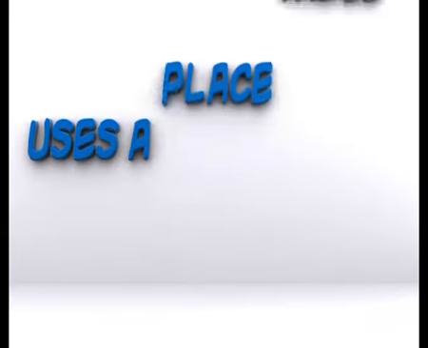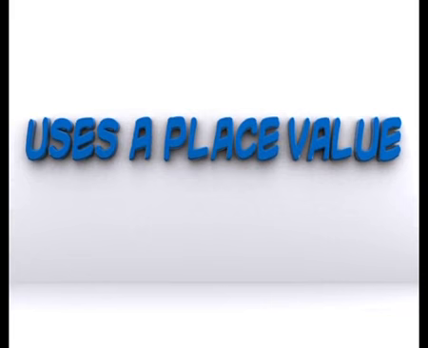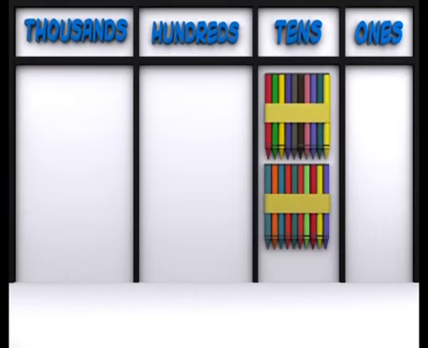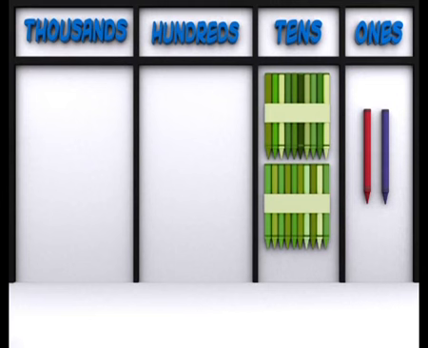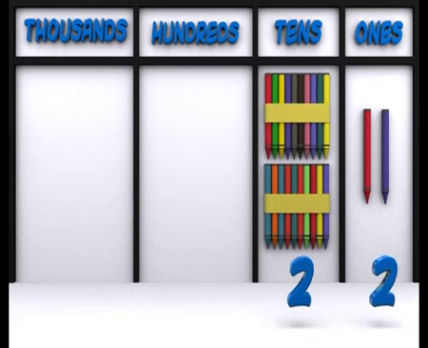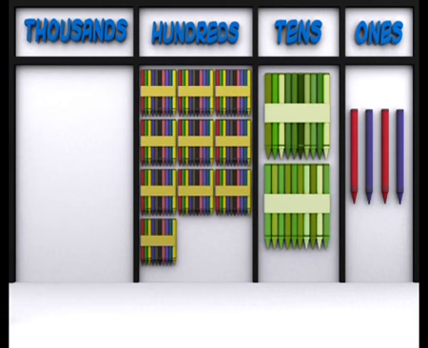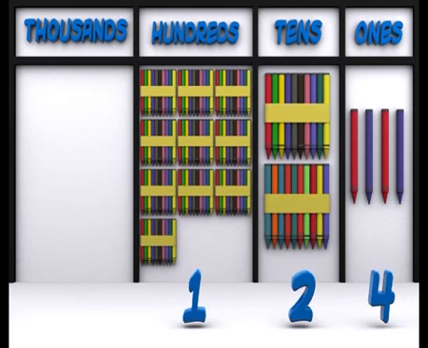Thirdly, it uses a place value, starting from right to left. So the first number represents how many ones there are, the second number represents how many tens there are, the third how many hundreds, and so on. So if we have 22 crayons, we will group 2 groups of 10 and we'll have 2 left over. We will write 22 like this. If we have 124 crayons, we have 1 group of 100, 2 groups of 10s, and 4 singles. We will write 124 like this.